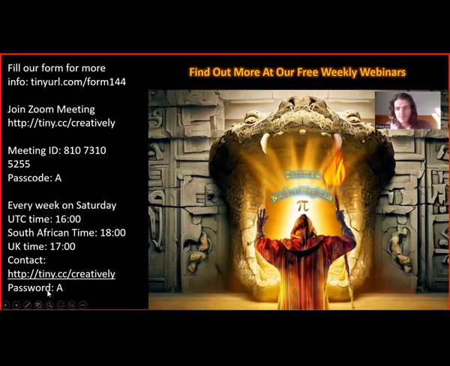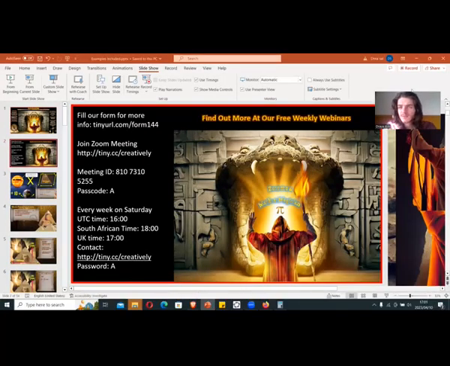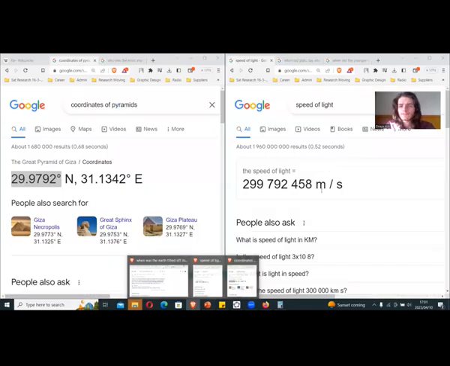Here's the password, basically capital A, and we'll be going over the story in ancient legends, ancient myths all over the world. One thing I can actually close off on is an interesting point.